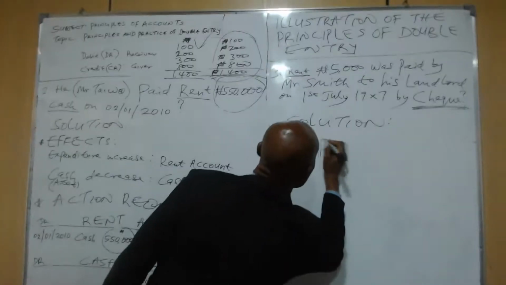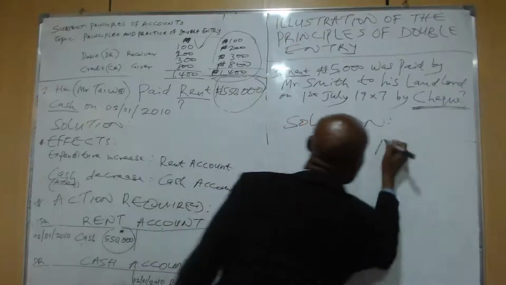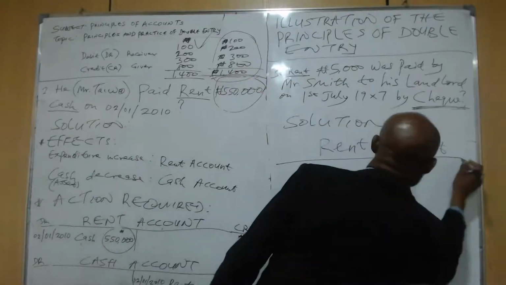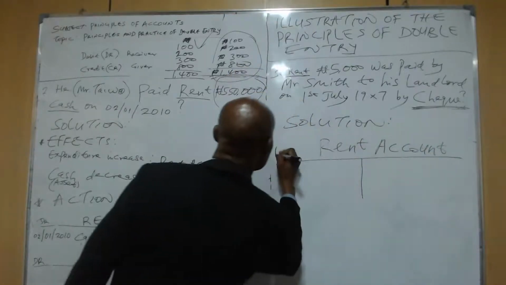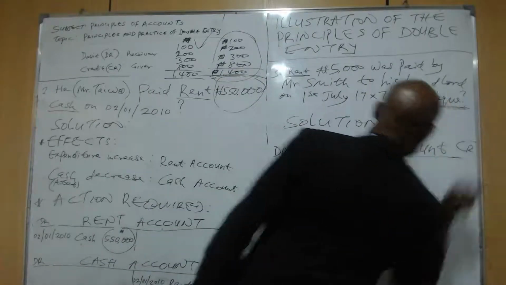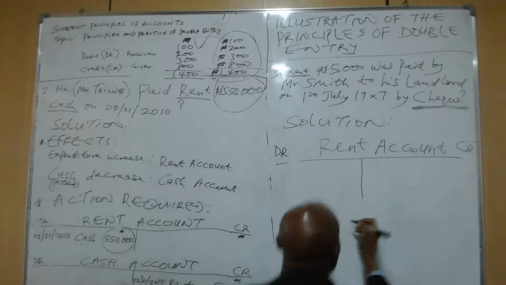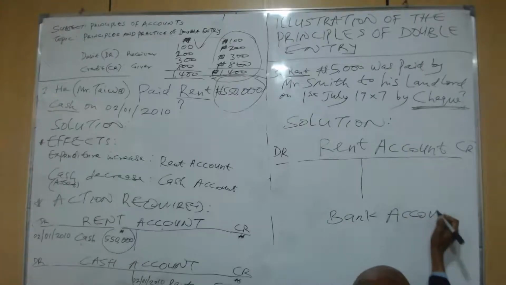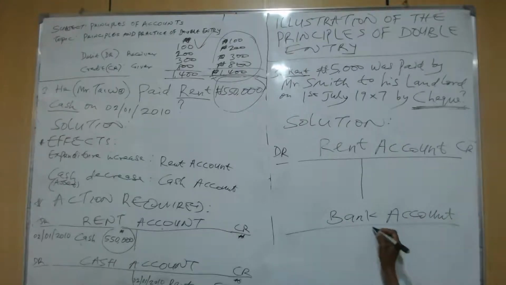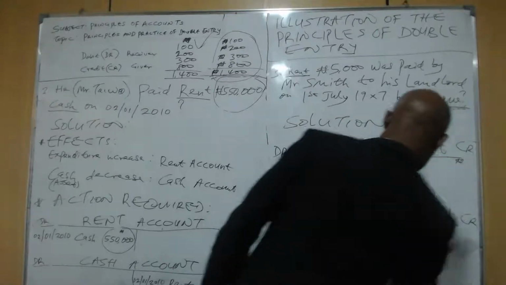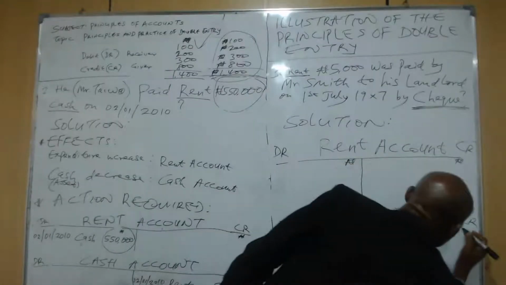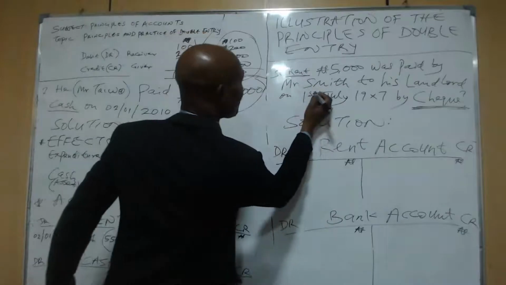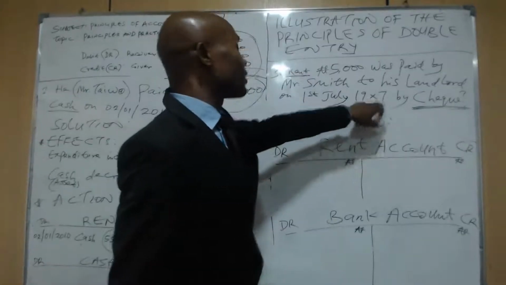So we have rent account on the one hand, divided into 2 equal parts, debit and credit side. Then you have your bank accounts, also divided into 2 equal parts on the debit and credit side of both accounts. And you begin by looking at the date of the transaction, 1st July 19x7.